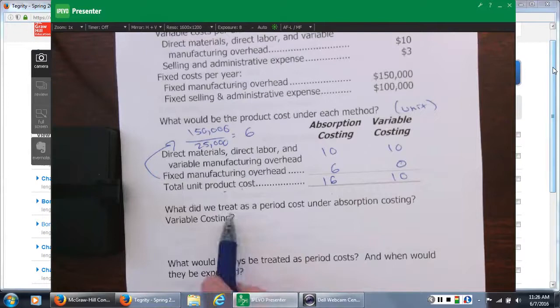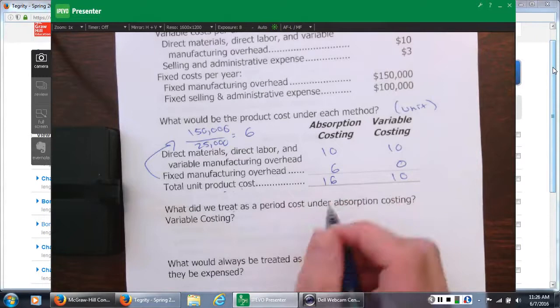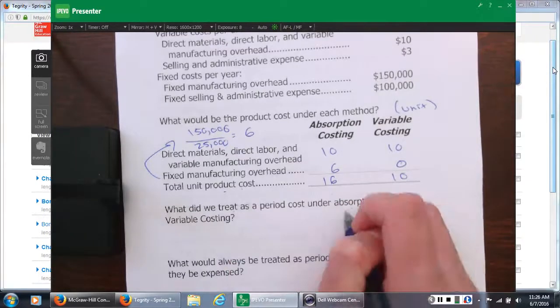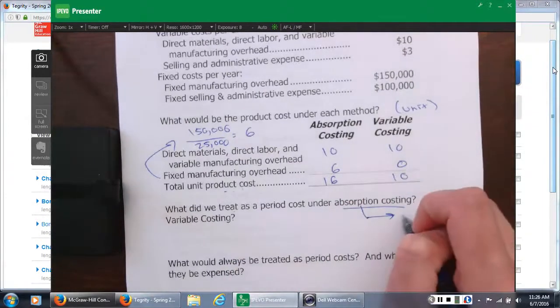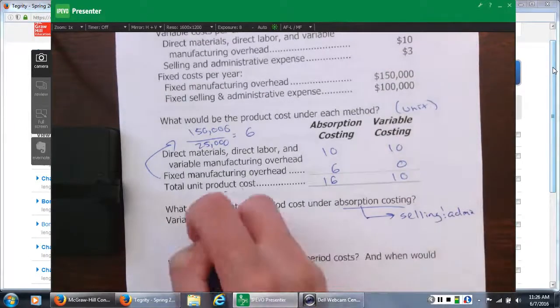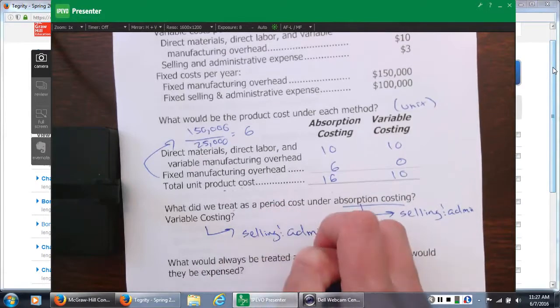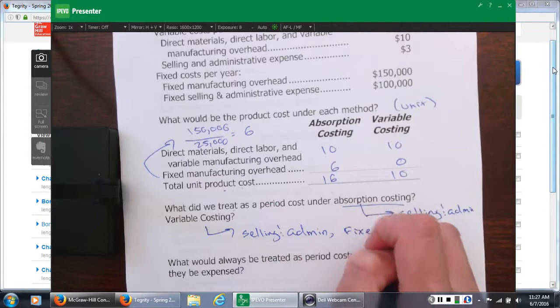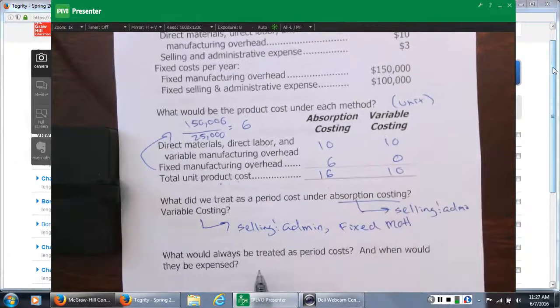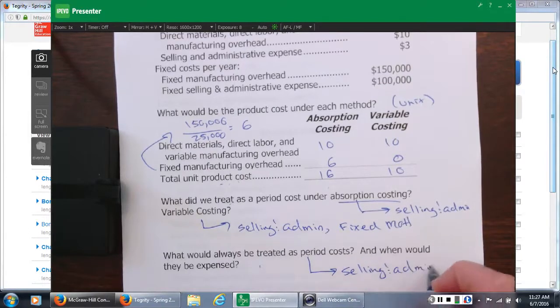So you say, what did we treat as a period cost? Under absorption costing, the only thing that we would treat as period costs are selling and admin expenses. For variable costing, it's selling and admin and fixed manufacturing overhead. What would always be treated as a period cost are selling and admin in both methods. Selling and admin expenses are always treated as period costs. And when would they be expensed? In the period in which they are incurred.